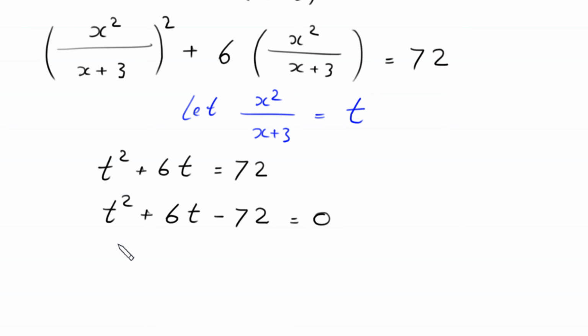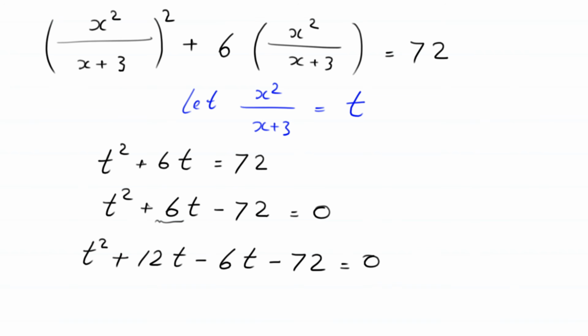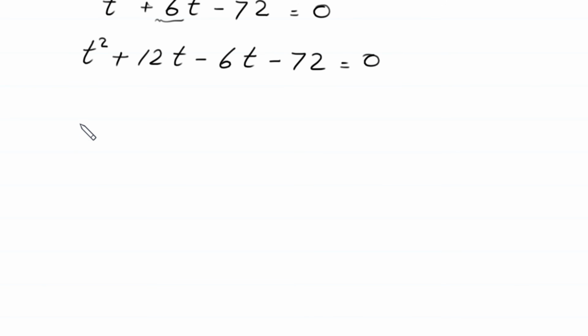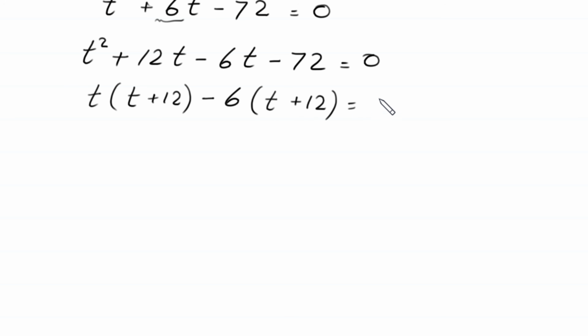Now this is a quadratic equation and is factorable. We write this t squared, and we split this plus 6 times t as plus 12 times t minus 6 times t minus 72 is equal to 0. Now from these two terms we can factor out t, and in bracket left t plus 12. From these two terms we can factor out negative 6. In bracket left t plus 12 is equal to 0.